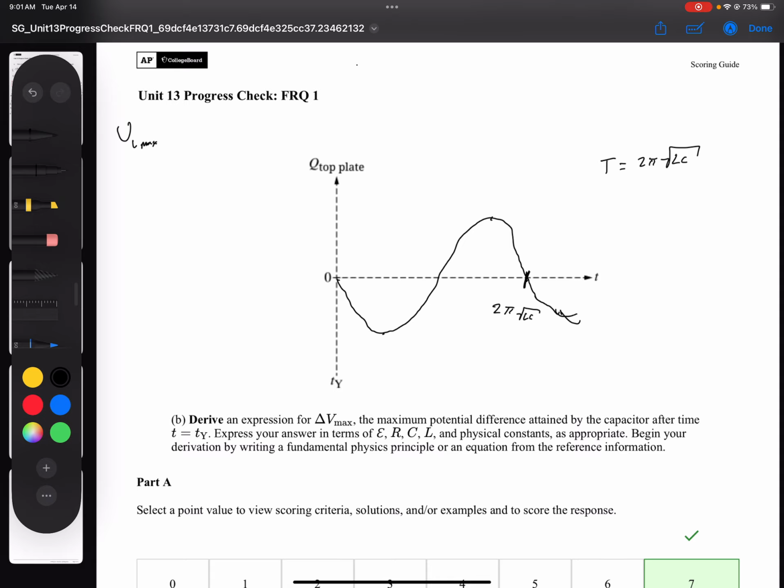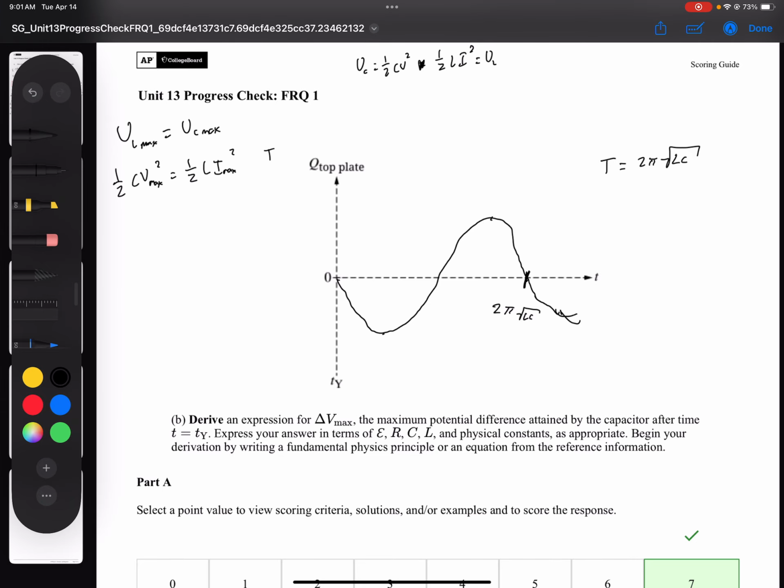Remember the equations. The energy of a capacitor is 1/2 CV squared, and for the inductor, it's 1/2 Li squared. All right, so I know that the maximum energy they can have has to be the same. So I'm going to write that out: 1/2 C Vmax squared equals 1/2 L imax squared.